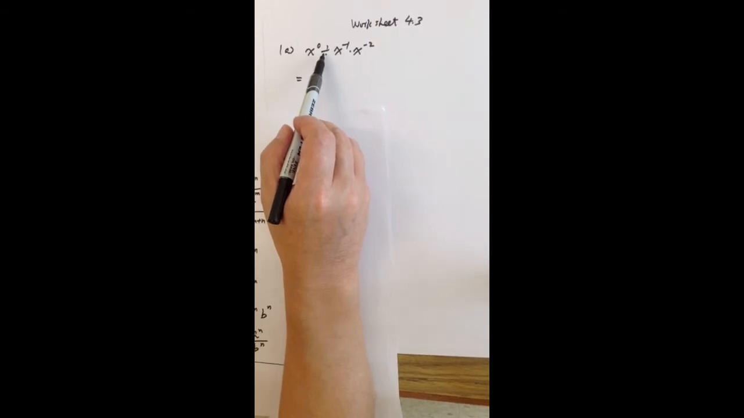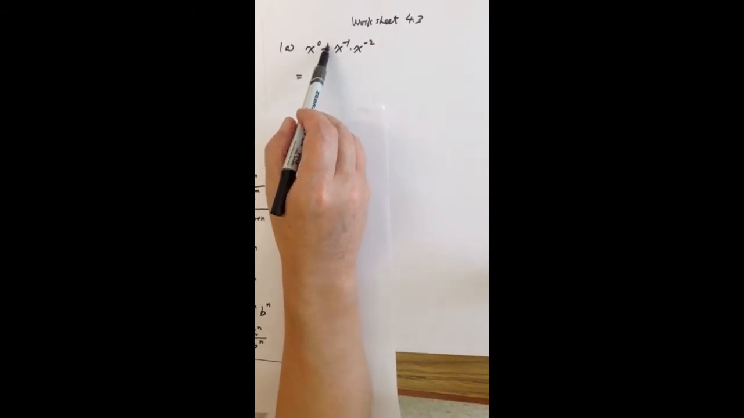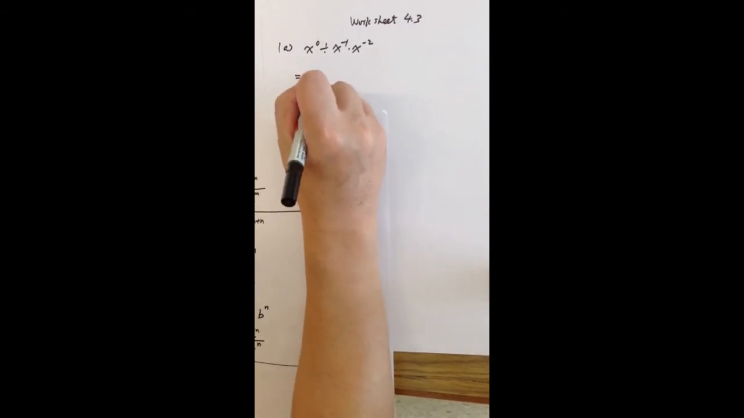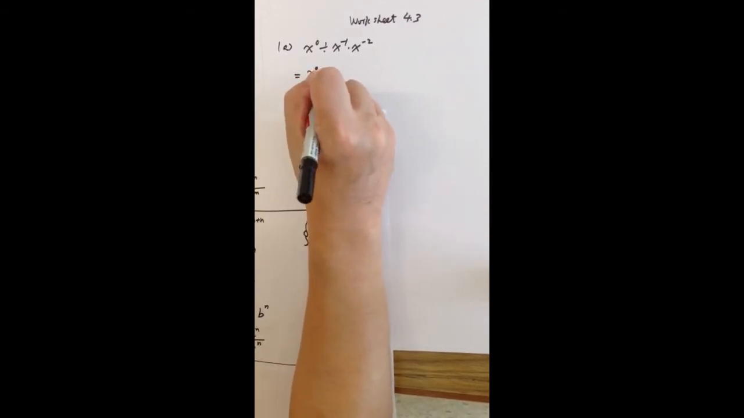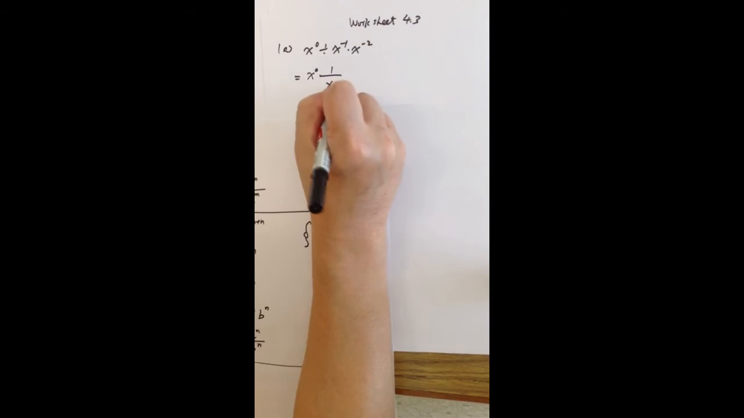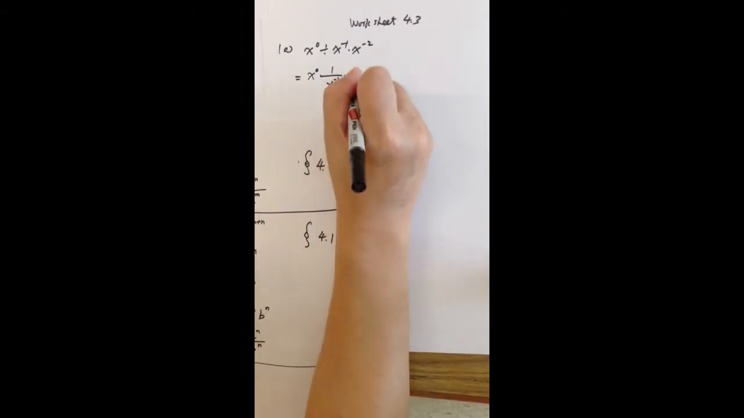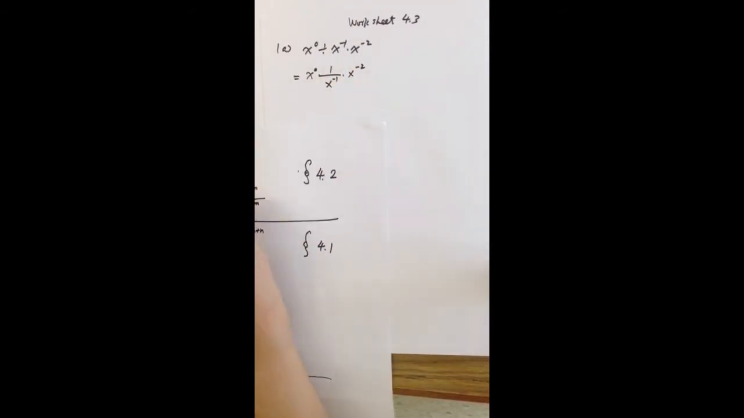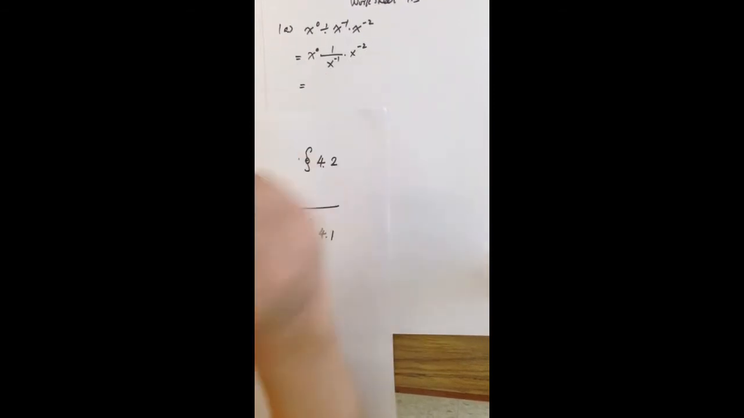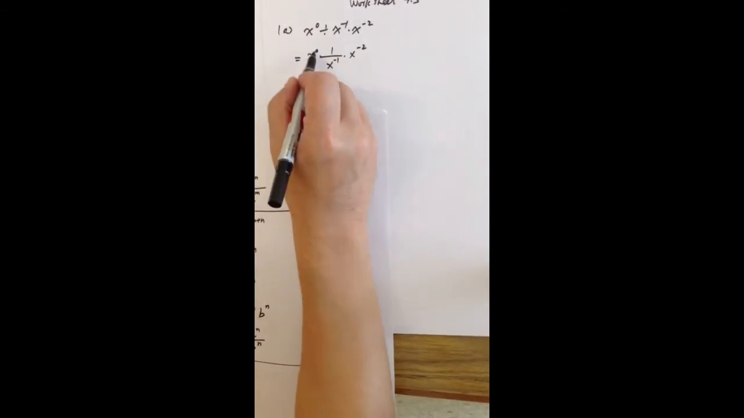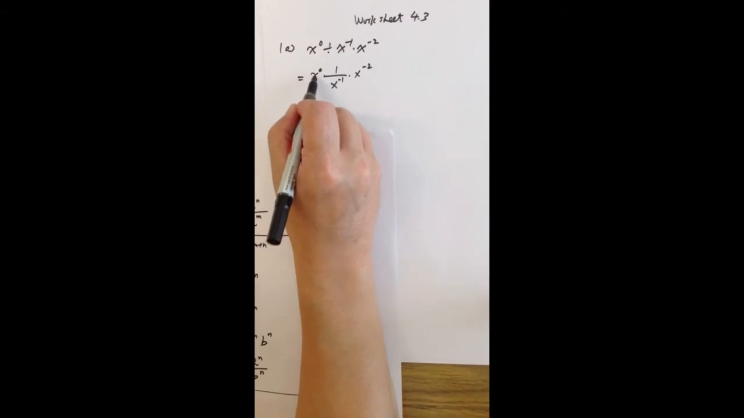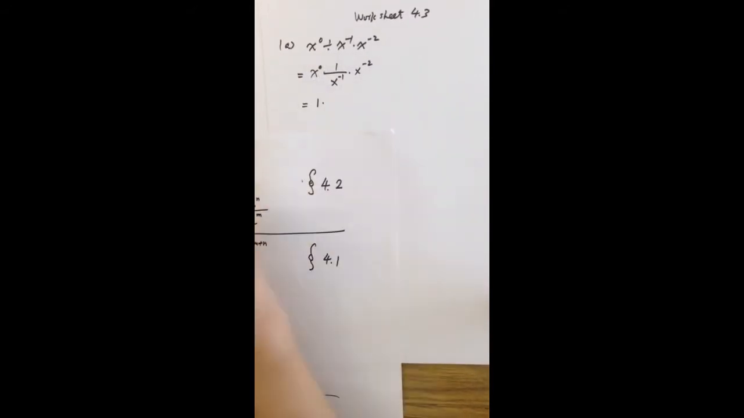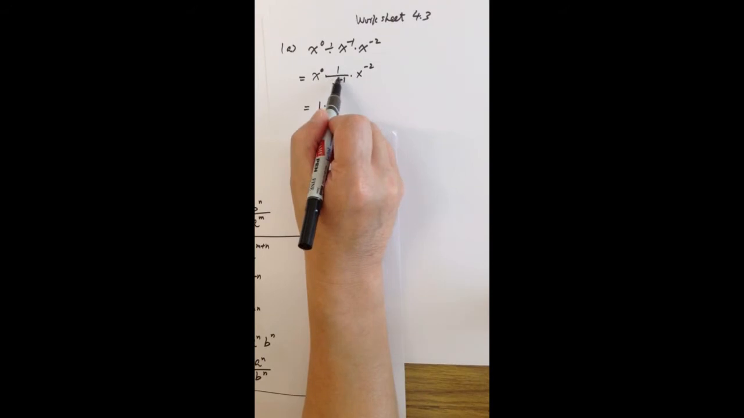First step we have to do is remove the division sign first. Just copy the result: x to the power 0, 1 over x to the negative 1, and then x to the power negative 2. And after that, we can simplify the answer. The first one is very simple. x to the power 0 is 1. We made some negative index again.